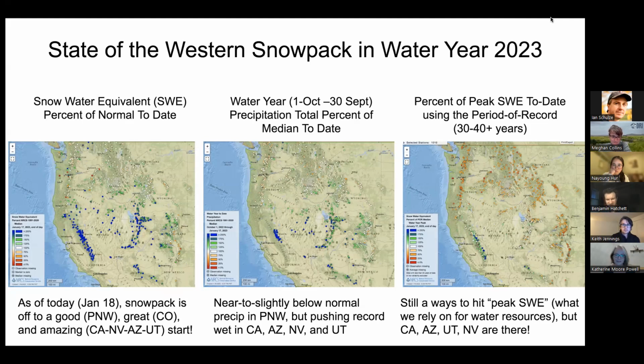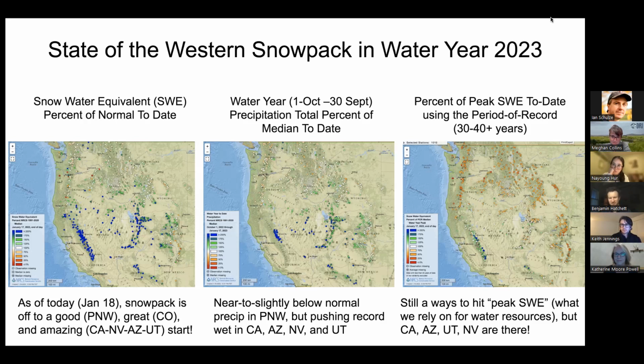And on the right-hand side, what we see is the percent of our total snowpack that we expect. So as of right now, compared to the peak in many stations in California, as well as Nevada, Utah, and Arizona, and even parts of New Mexico, we've already accumulated our peak snowpack amount. Now, that doesn't mean that what we have now will stick around until typically the peak is in March or April, but we really hope it does.